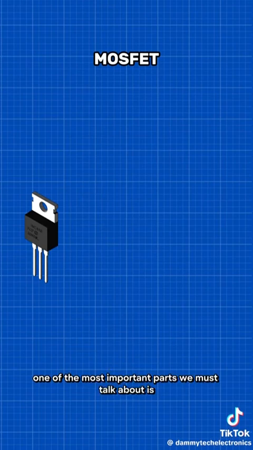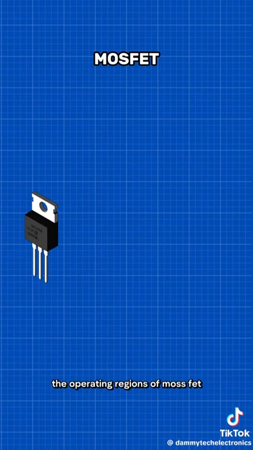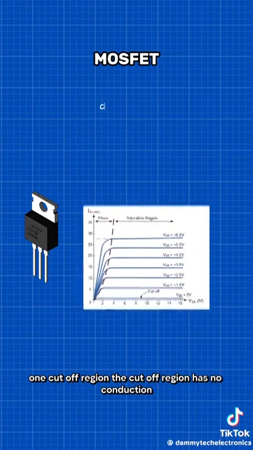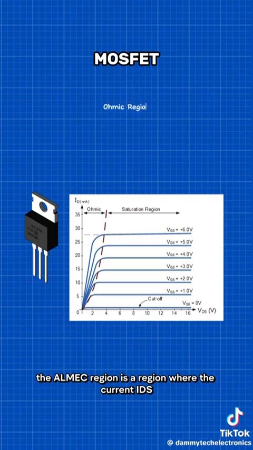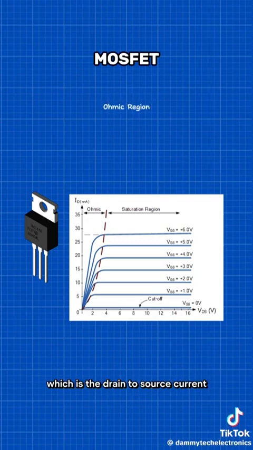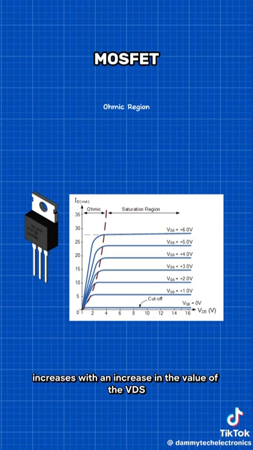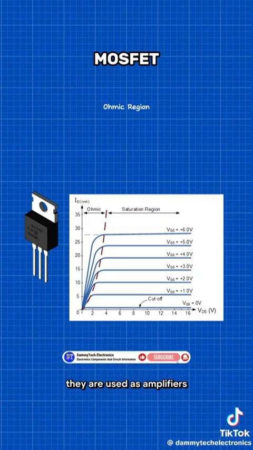One of the most important parts we must talk about is the operating regions of MOSFET. A MOSFET has 3 operating regions. Let's talk about those regions. 1. Cutoff region. The cutoff region has no conduction, so the MOSFET is off. In this condition, the MOSFET behaves like an open switch. 2. Ohmic region. The ohmic region is a region where the current IDS, which is the drain to source current, increases with an increase in the value of the VDS, the drain to source voltage. When MOSFETs are made to operate in this region, they are used as amplifiers.